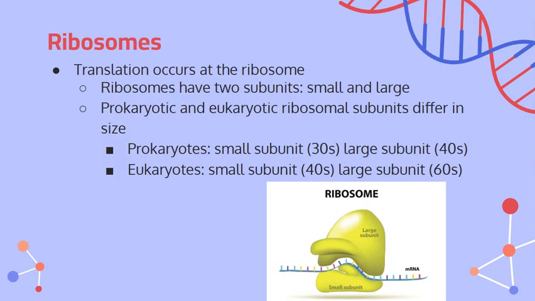So, to go through translation, we have ribosomes, and translation occurs at these ribosomes. Ribosomes have 2 subunits, a large and a small, and they differ between prokaryotes and eukaryotes. I told you that prokaryotic ribosomes are smaller and less complex, while eukaryotic ones are bigger and more complex. Prokaryotic subunits are a 30S small one and a 50S large one, while eukaryotic subunits are a 40S small one and a 60S large one.